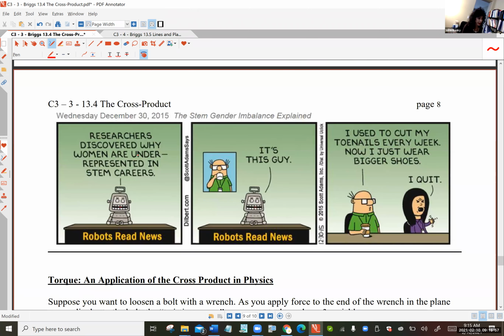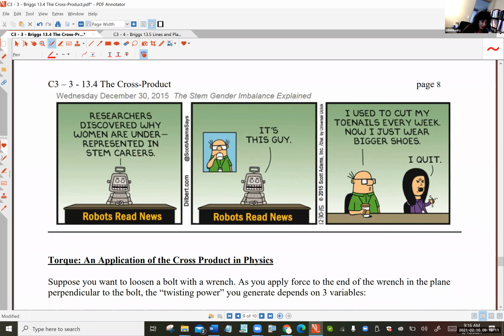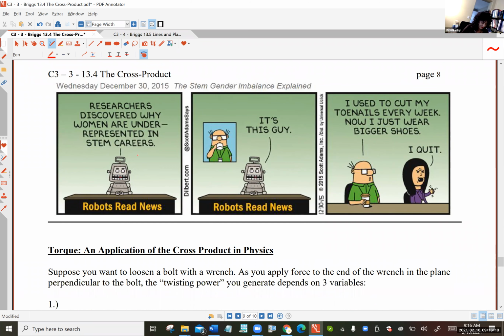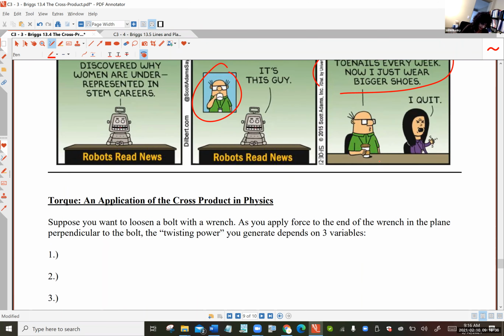All right, so now let's look at a funny little comic strip. I love Dilbert because when I used to be an engineer, as an engineer for 10 years, Dilbert pretty much synopsizes for me what life as an engineer is. Usually you get some boss who's not really qualified to be the boss, but he is the boss anyway, and it's funny. But I like this. Oh, you know why women are underrepresented in STEM careers? Okay, it's this guy. This guy Wally is this engineer who does zero work. He's a recurring character. And then he does weird stuff. Like, I used to cut my toenails every week. Now I just wear bigger shoes. I quit. Okay, fine.